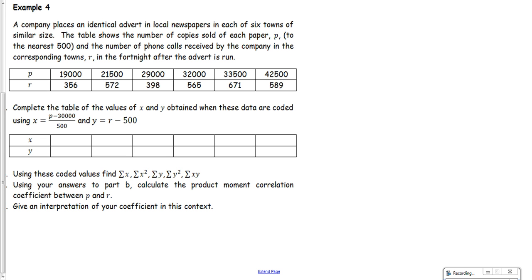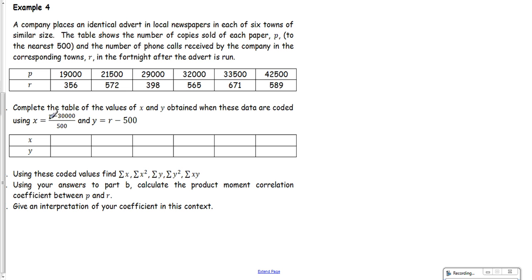Correlation example 4. In this example, we're asked to do some coding in order to work out the correlation coefficient. We've got an identical advert being placed in some local newspapers, and we're looking for a link between the number of copies of the paper sold, which is P, rounded to the nearest 500, and the number of phone calls that the company receives after the advert. So this is the data in terms of sales, this is the number of phone calls received, and we're asked to code the data using these two codings here.